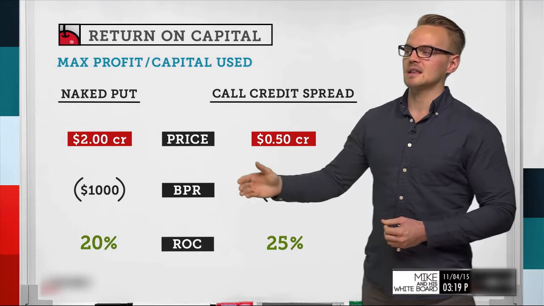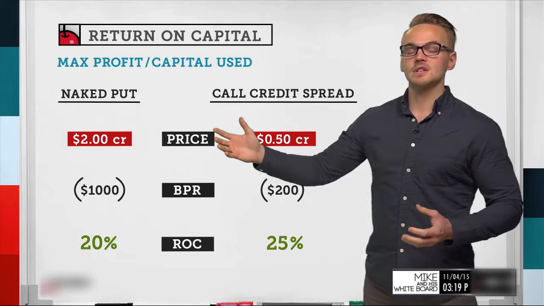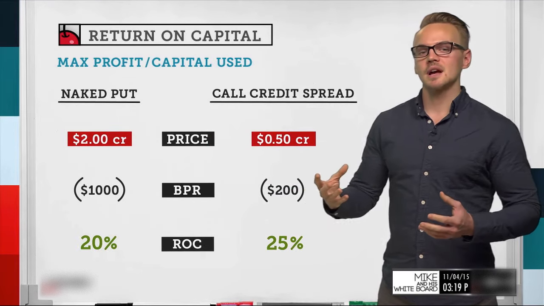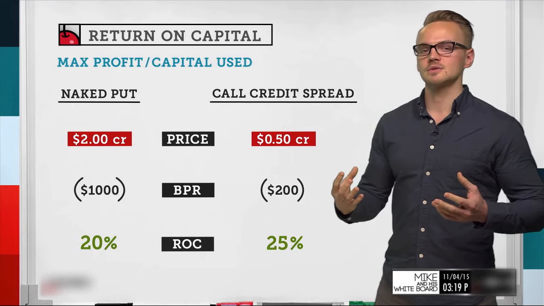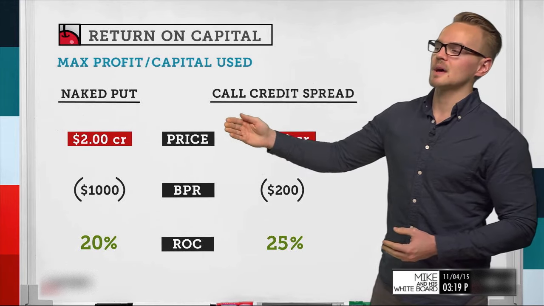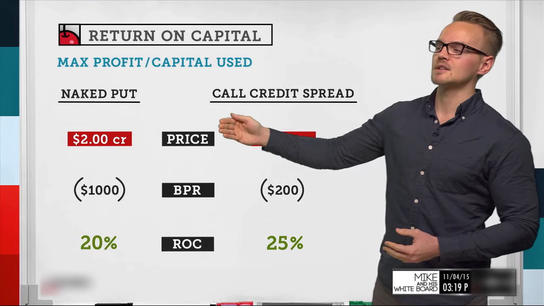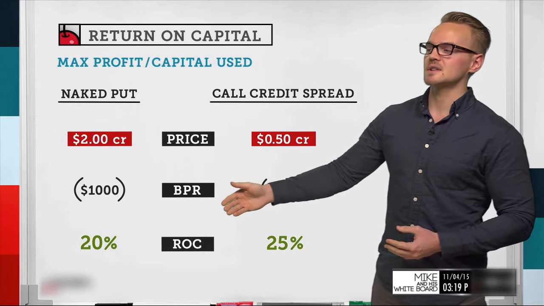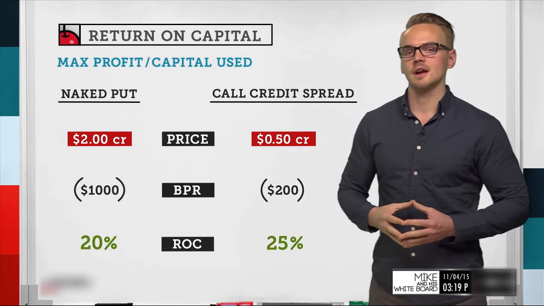So basically I'm just taking that $2 credit, which is really $200 because an option contract gives you the theoretical right to control 100 shares of stock. So we take that $2, multiply it by 100 to give us $200, divided by 1,000, which gives us that 20% value of return on capital.